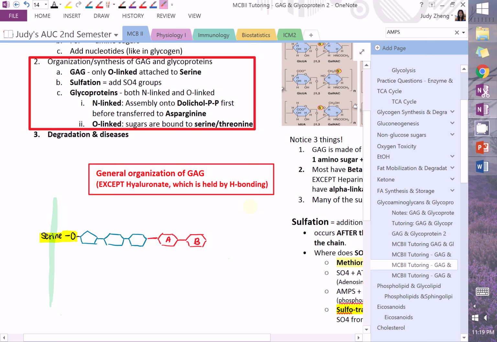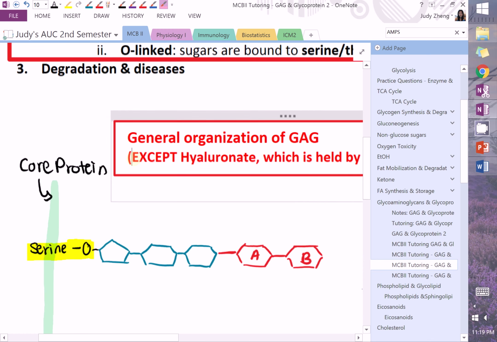So we'll start with GAGs. GAGs are assembled onto a core protein here. So this is a core protein, this green line. And what they have on there are serine residues. If you remember, serines have this OH group. And right there at the OH group is exactly where the sugar is attached. So it would make sense that this is called O-linked. O for the OH group that it's linked to. So it refers to here.